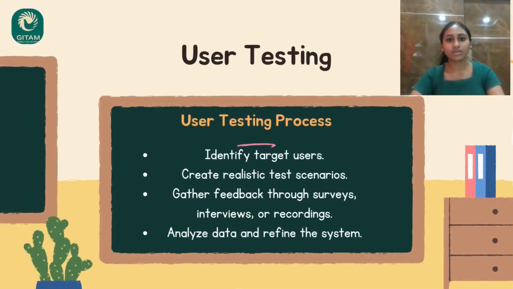Now, let us talk about the user testing process, which includes identifying target users, selecting users who represent the actual audience of the application. Second, creating realistic scenarios: users perform tasks as they would in a real world setting. Third, collecting feedback, gathering insights through surveys, interviews, and behavior analysis. The fourth one is analyzing results and making improvements, refining the software based on the user feedback. This ensures the final product is intuitive and user friendly.